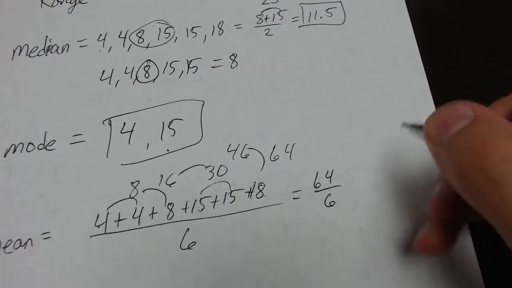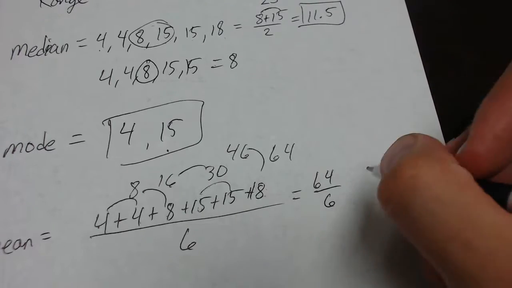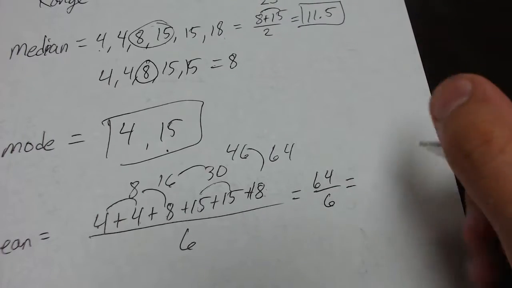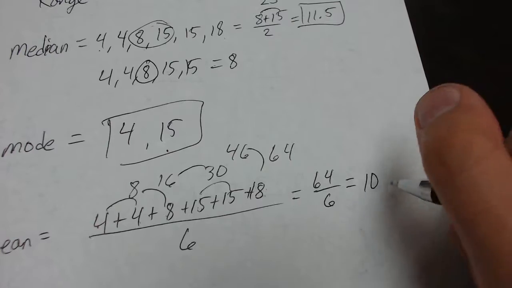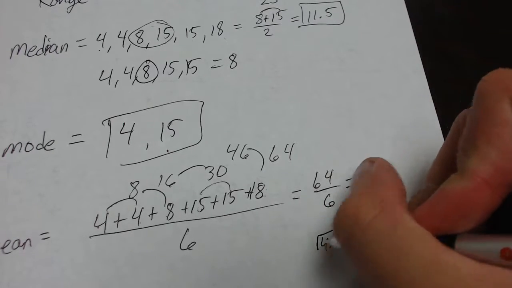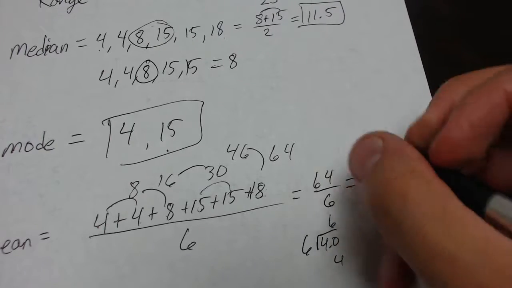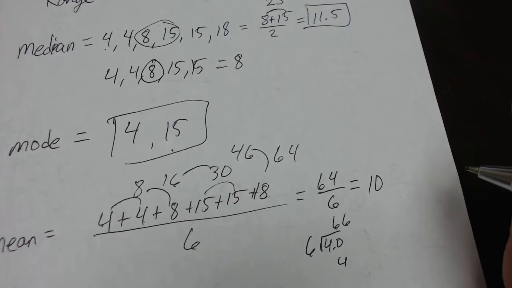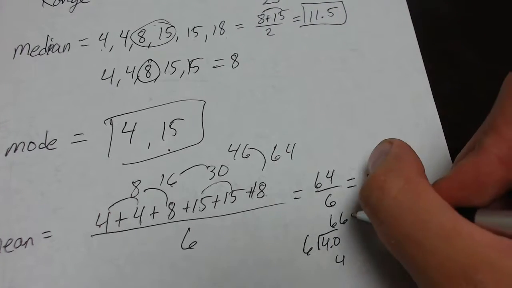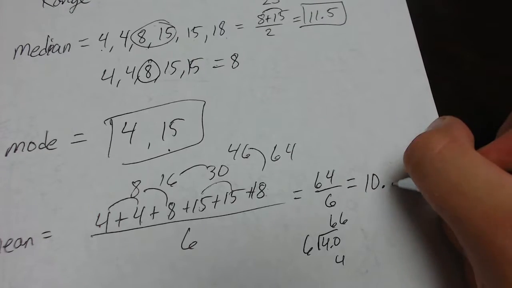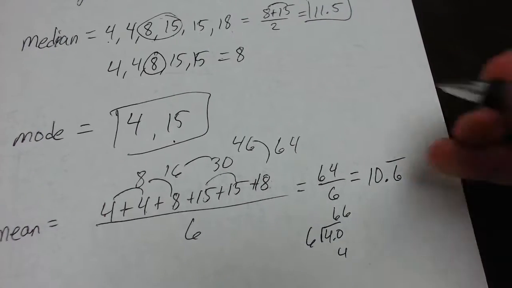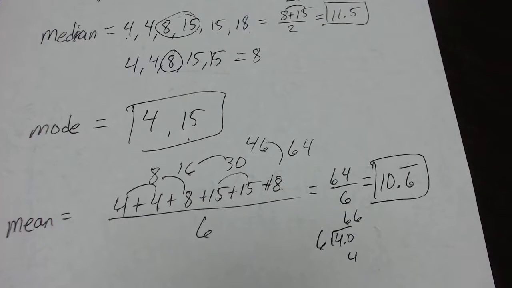However, with statistics and data, we typically want decimal answers, so we'll go ahead and turn this into a decimal. 6 goes into that 10 times, and then 4.0 divided by 6. That's going to go in 6 with a 4 and then a 6. Wait, is that right? Hold on. Yep. It's just going to be 6 repeating. So I've got 10.6 repeating for my answer.